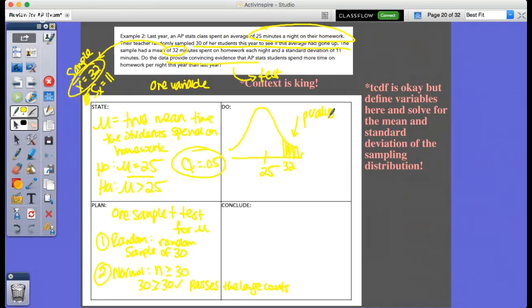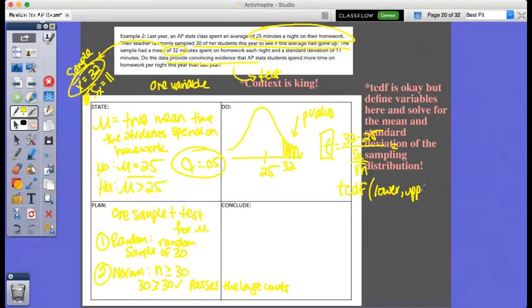So plug that in. You could also do your t, which is t equals your estimate minus, so 32 minus 25, divided by my standard deviation, which is s of x over square root of n. You could do it that way and then go to your t chart. However, since we're talking about t here, we could also do our tcdf.